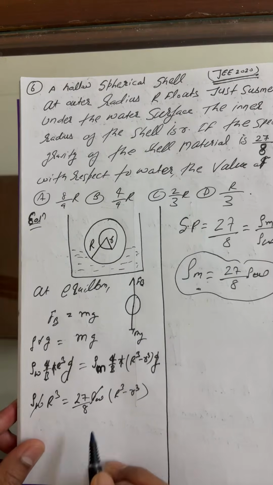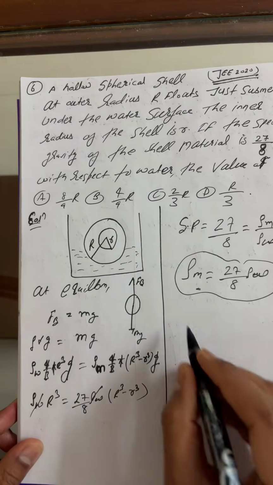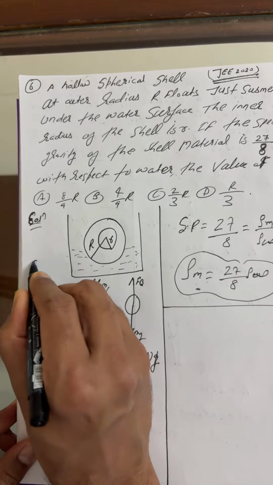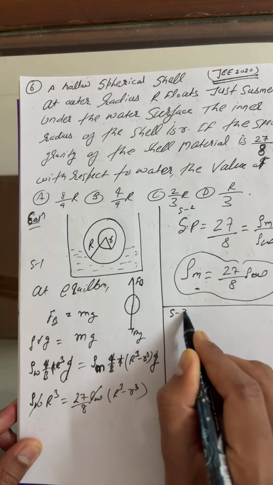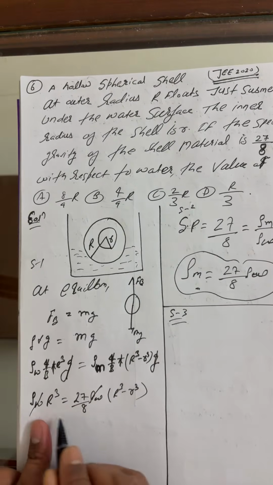Okay, fine. Then what you can say? Just do cross multiply. I'll calculate further here. So this is step one, this is step two, this is step three. What is step three? Just do cross multiply.